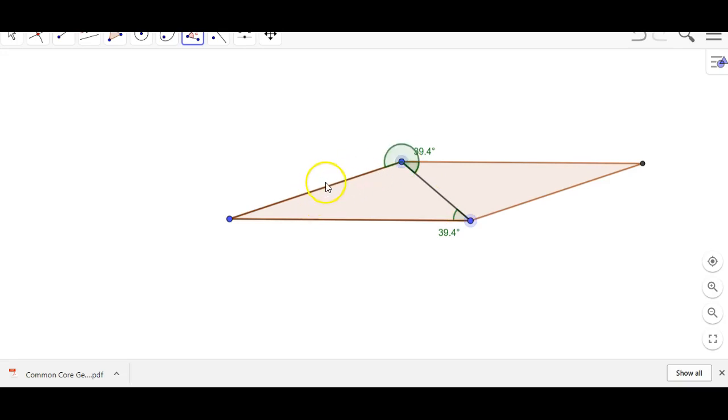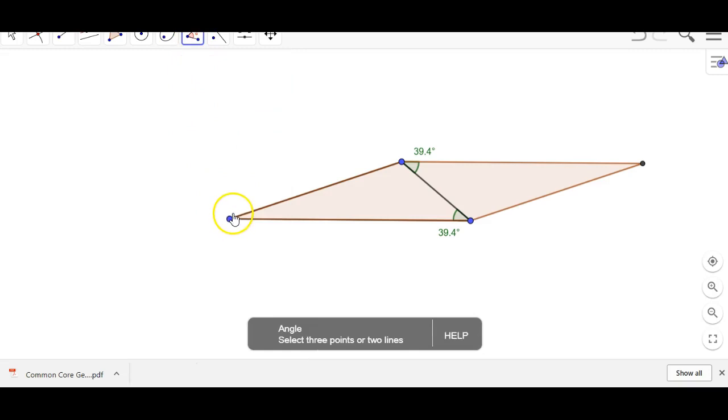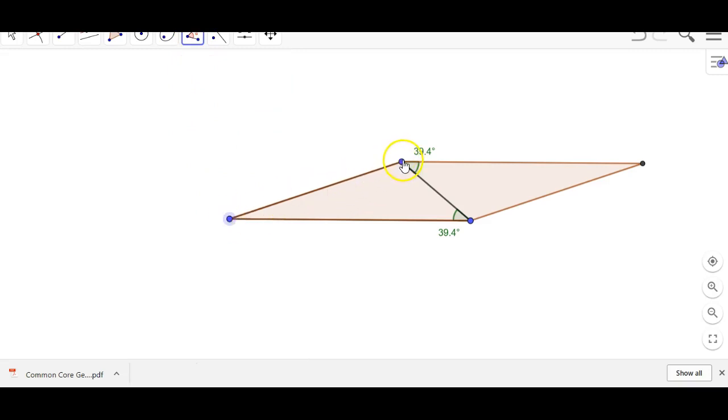Let's see if I went the wrong way again. Let's try that one more time. I'm going to go this way. Boom, boom, boom. And let's try boom, boom.